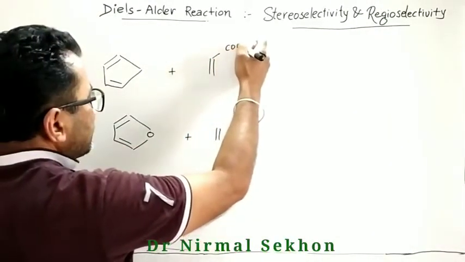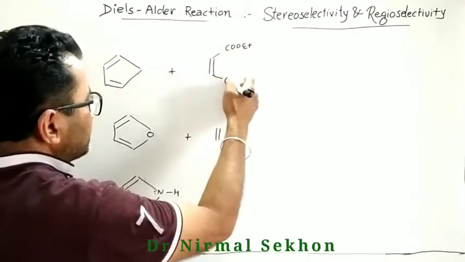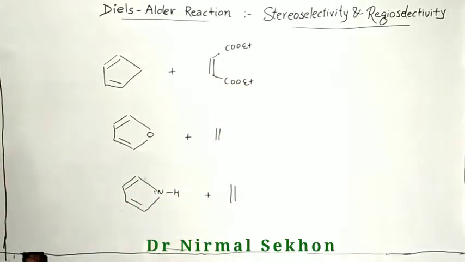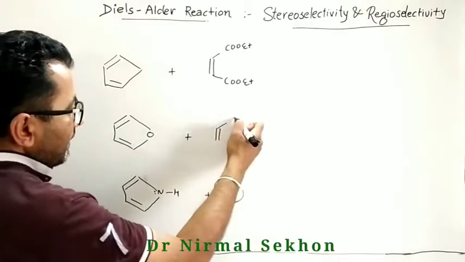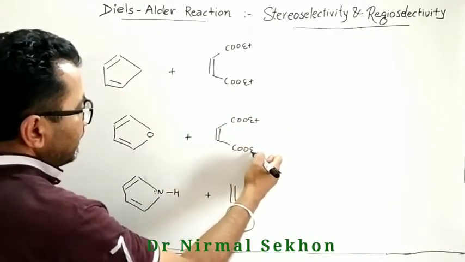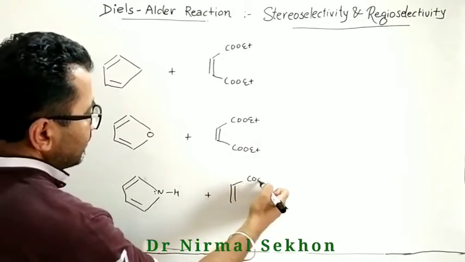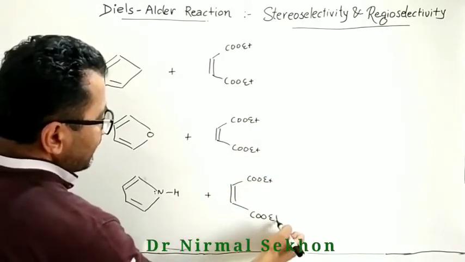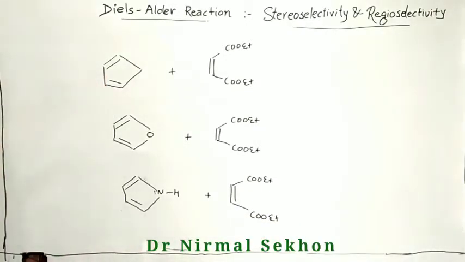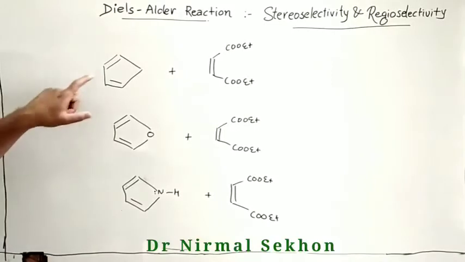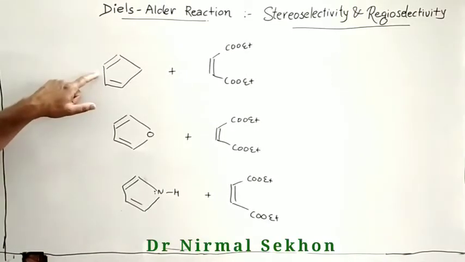Take here an ester group, COOEt. This is your electron withdrawing group because C double bond O is there. So COOEt, COOEt, COOEt. When an electron withdrawing group is attached there, its reactivity increases. Now these are the locked dienes. This will be the most reactive.